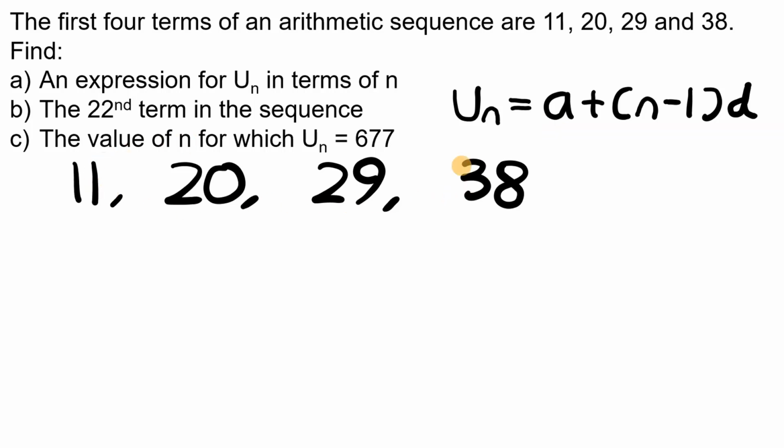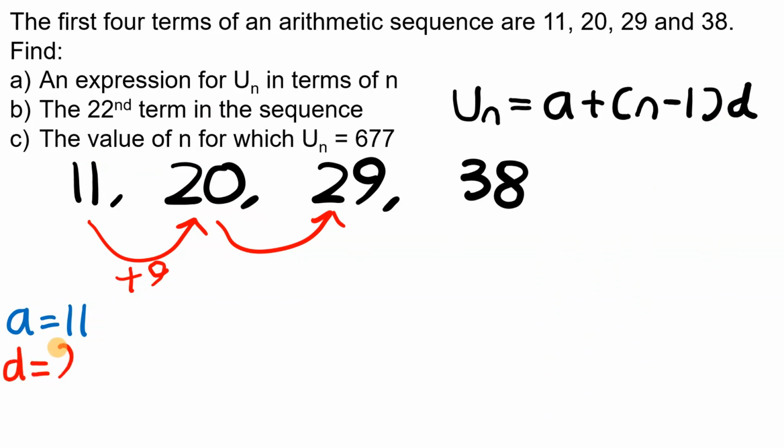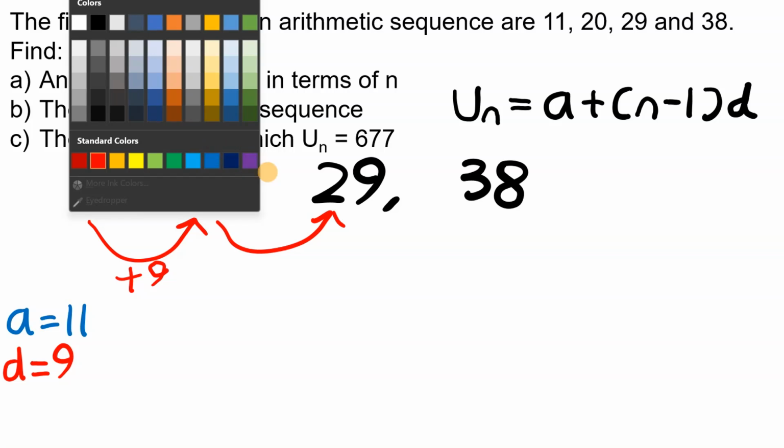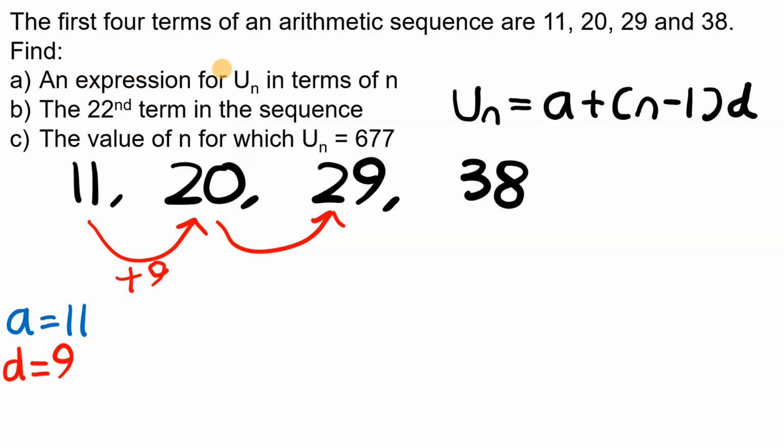So if we look at this sequence, we can see that the difference between each term is +9, like this here. So if we use the formula for un, a, which is the first term, we can see that this is 11, so a is equal to 11, and then d is the common difference, and we can see that this is equal to 9, and then n is the nth term, and we're trying to find an expression for un in terms of n. So we're just going to say that n is equal to n, like this here, and then figure this out.